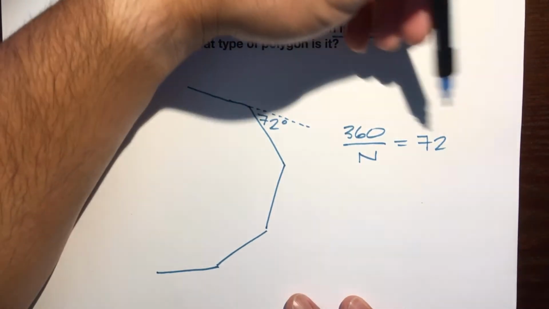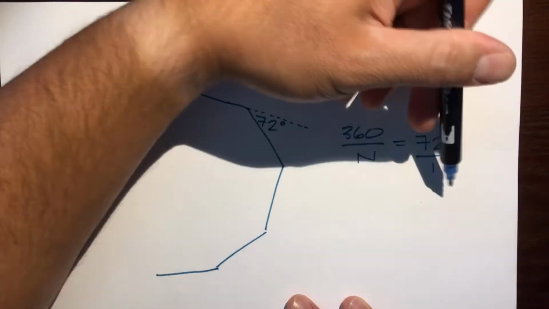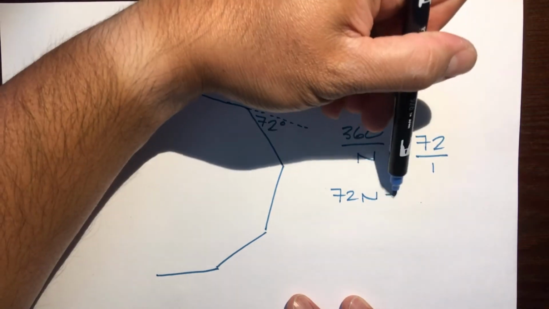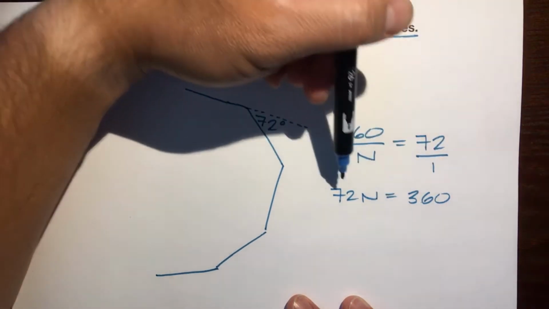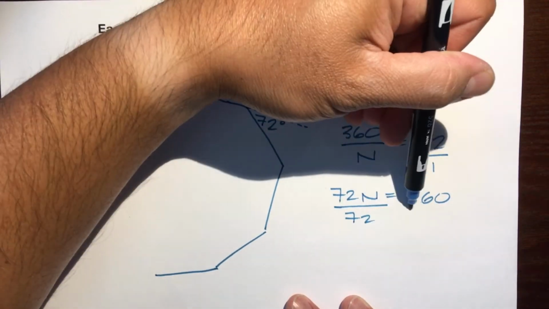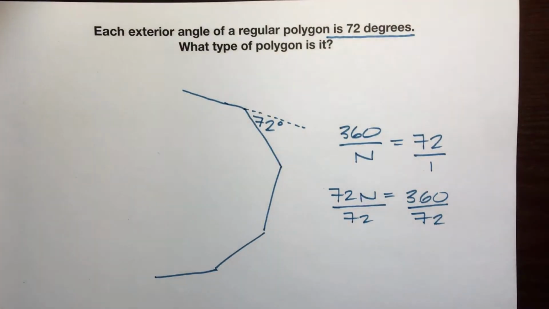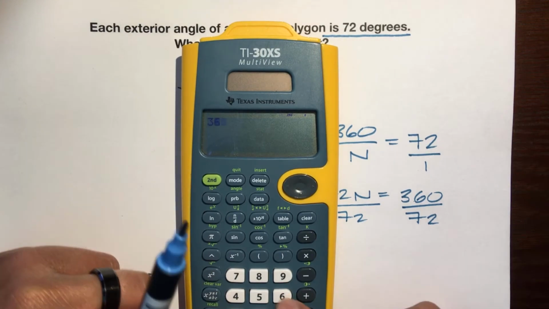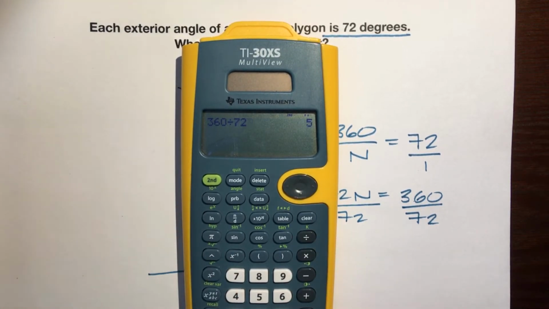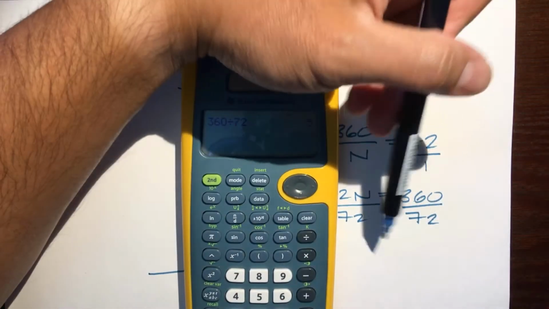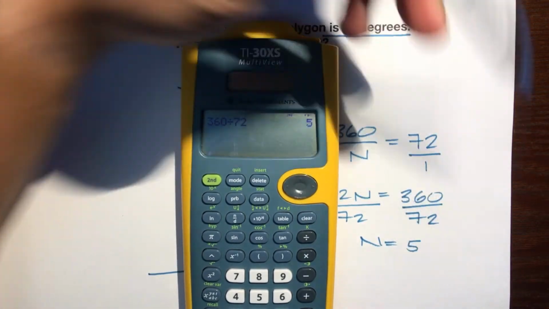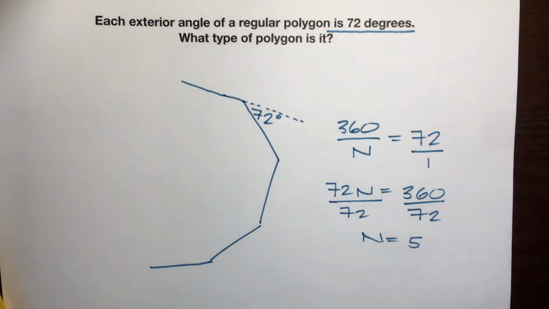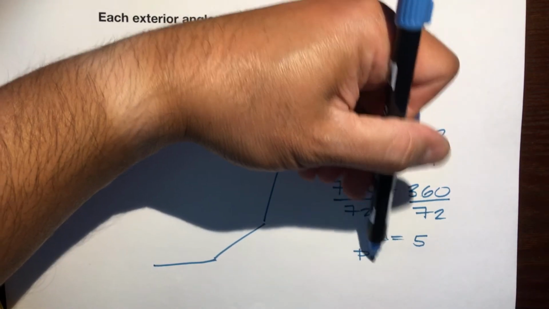Okay. And we'll just put a 1 under there. And we'll do some cross multiplication. So 72n is equal to 360. We'll divide both sides by 72. Hopefully it is a whole number. If it's not a whole number, then there's something going on. But it's 5. Okay, so n is equal to 5. And that means what type of polygon is it? What is a 5-sided polygon? It is a pentagon.